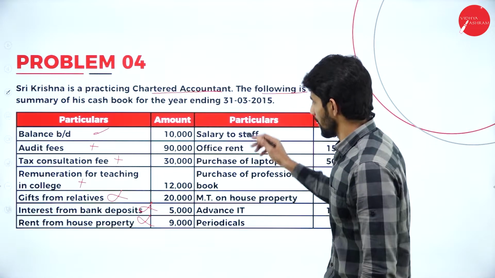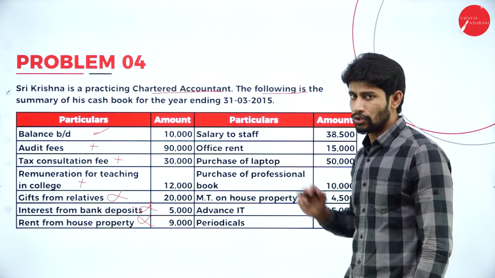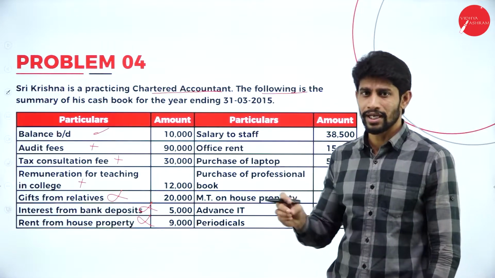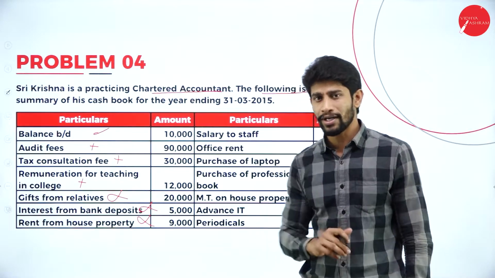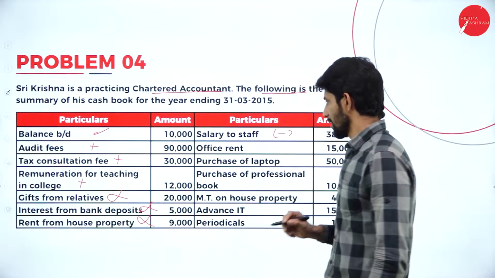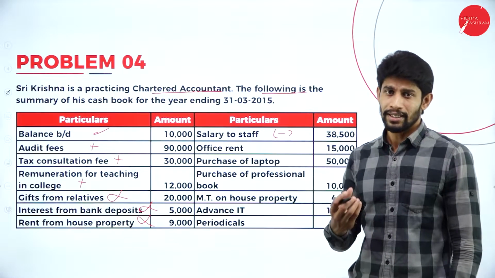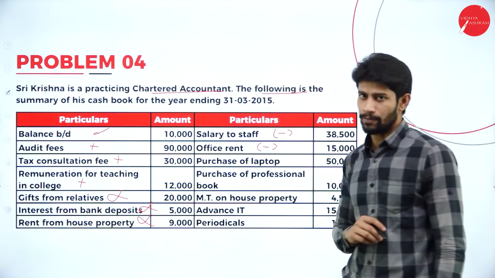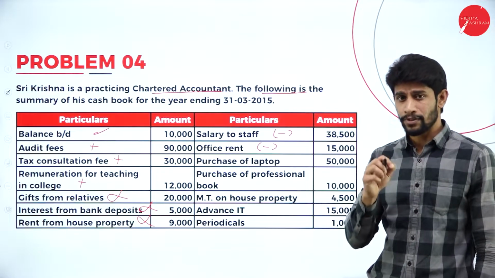So if you look at the expenditure side, salary to staff. Yes, this is going to be a professional expenditure. He is running a chartered accountant office, so there he has some employees. For employees, he paid salary. So salary paid to the employees, obviously it's a professional expenditure. So deduct, minus. Office rent. Yes, obviously if he is running his office in a rented property, then he is supposed to pay rent. Yes, professional expenditure. Next, purchase of laptop. Yes, purchase of laptop.